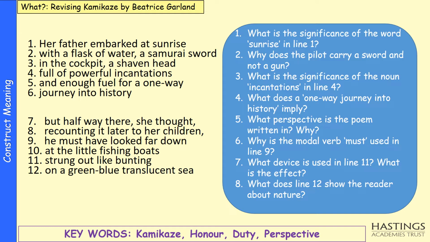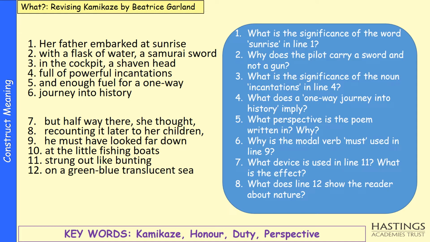In line 9, the modal verb must is used. Okay, he must have looked far down. That could be telling us that the daughter doesn't actually know what he did. It's not saying that he did look down, it's saying he must have looked down. So perhaps the daughter doesn't actually know. Maybe she never actually asked her father what he thought when he was flying over the sea. So again, that sense of distance perhaps between the daughter and the father.